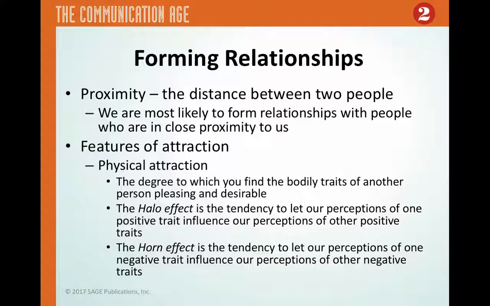There are also features of attraction that take place. So we develop relationships with people that are close to us, but then there are also features of attraction that play a role. There's physical attraction: the degree to which you find the bodily traits of another person pleasing and desirable. We often think of this in romantic terms, or the sex in which we're attracted to. This plays a role, which is true. This does happen in romantic relationships.